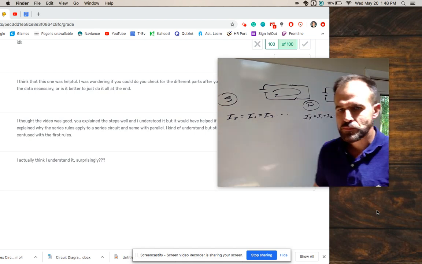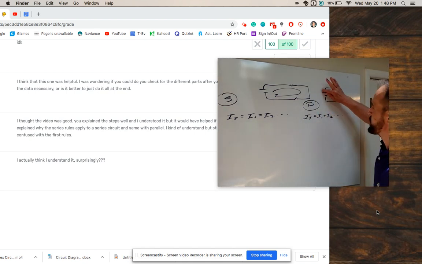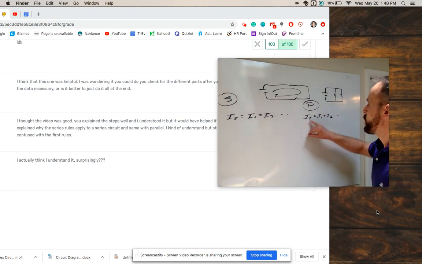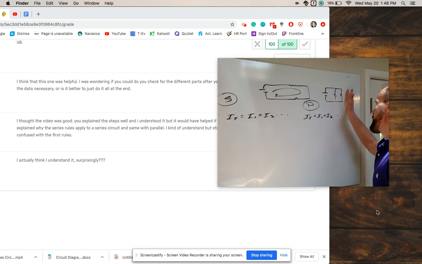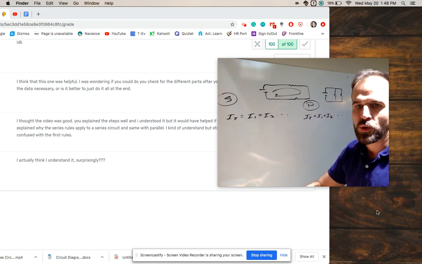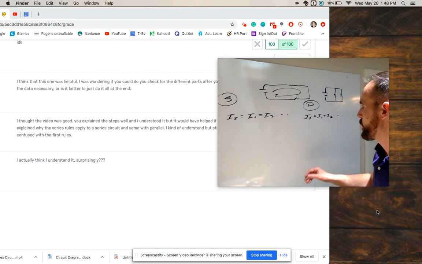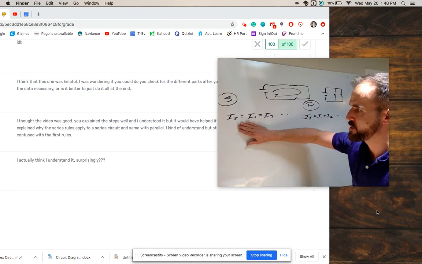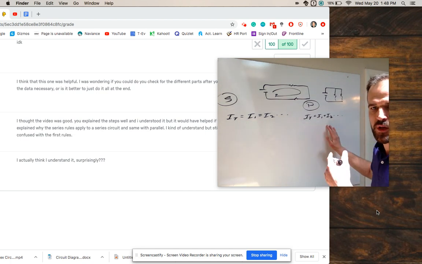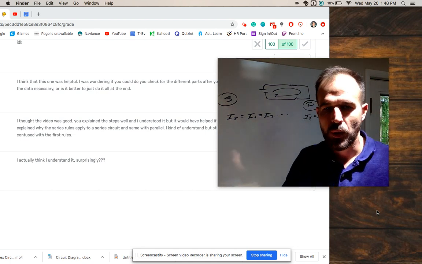With parallel, some of the current leaves the battery, we call that the current total, but then some of the current goes down each branch. So there's more than one pathway, you end up with more than one current, and that's why I often remember that if this is the way it is in series, then it's the other way in parallel. That's kind of how I remember a lot of this stuff.